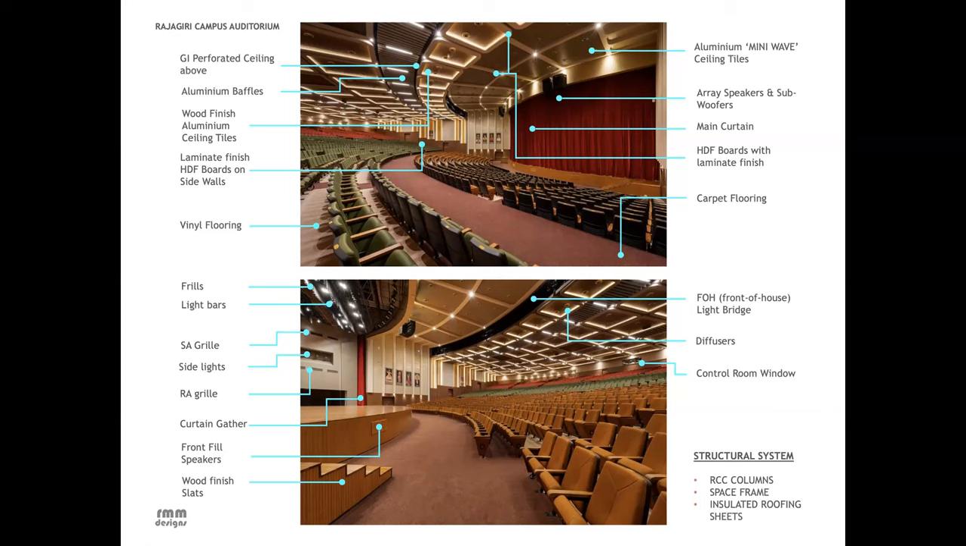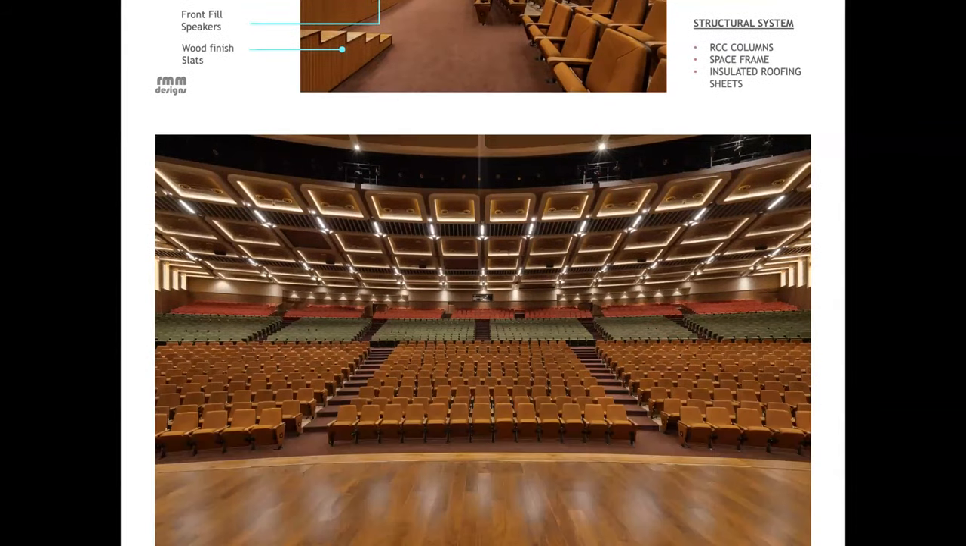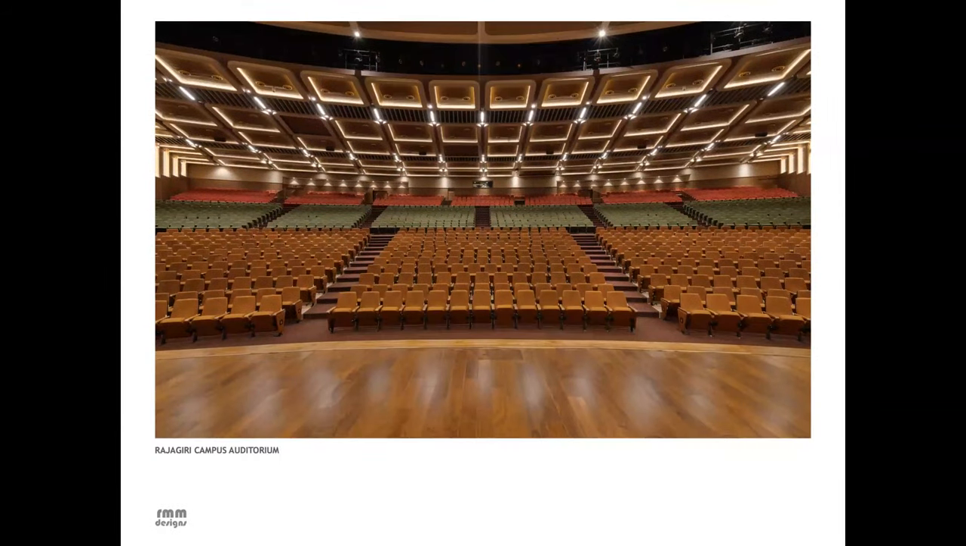But the structural system over here again was interesting, because for such a large span, the only structural system that our consultant could come up with was actually a space frame. Normally a space frame design is done at a place where you can see the space frame. That is the whole idea behind having a space frame. So here also, this is one of the photos. The space frame design I'll show you in the next slide.